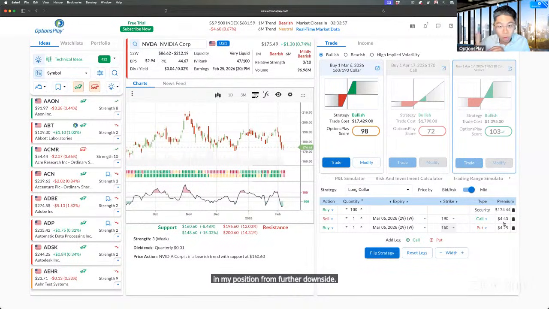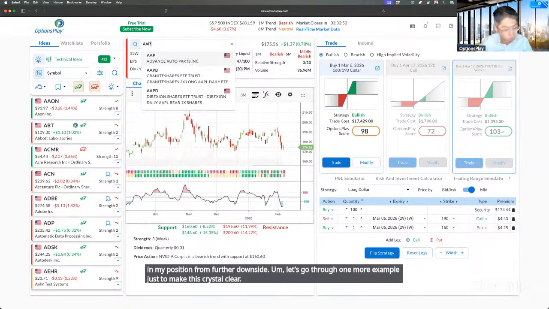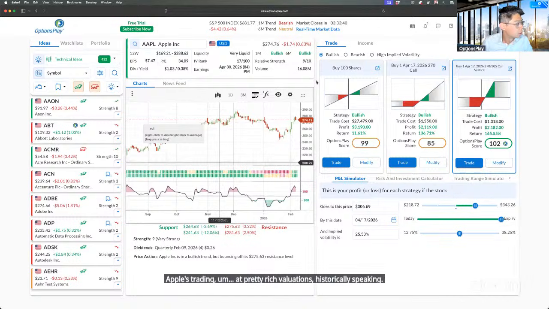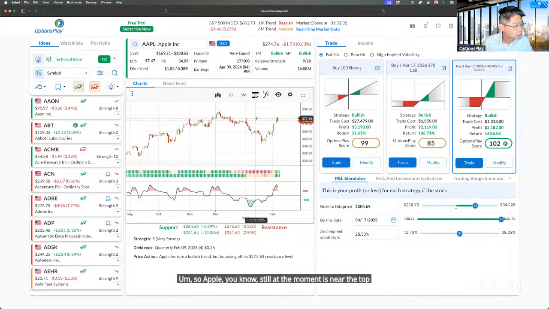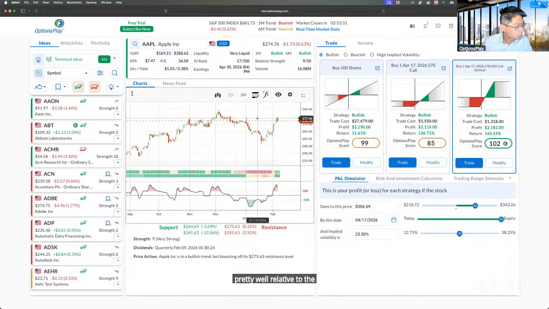Let's go through one more example just to make this crystal clear. Let's look at, let's say, Apple. Apple's trading at pretty rich valuations, historically speaking. So Apple, still at the moment, is near the top end of the range. It's holding up pretty well relative to the rest of the market.